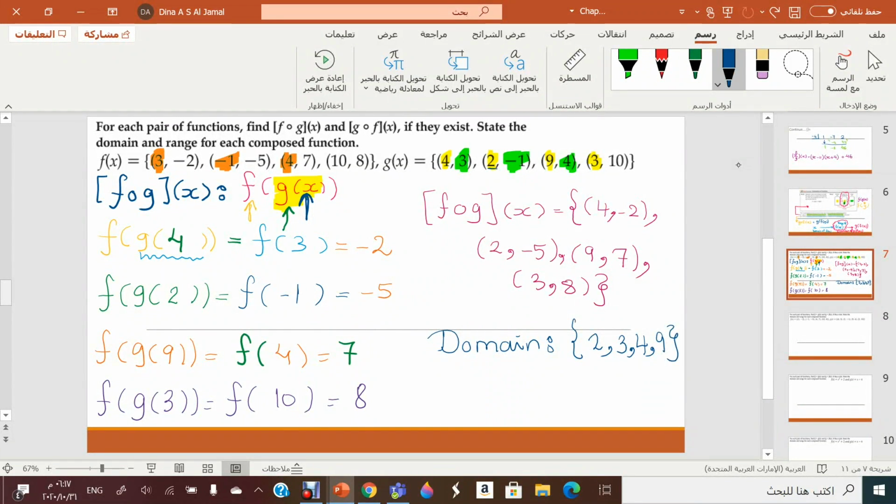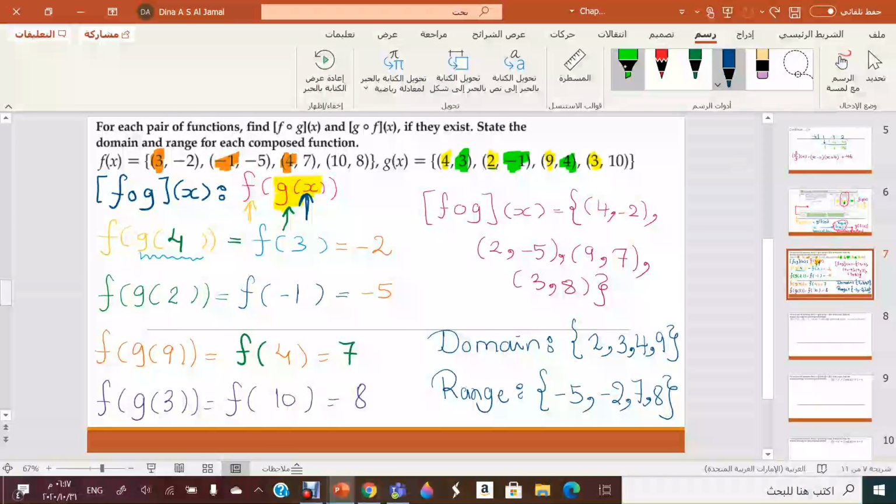And the domain, you have to focus on the x values. Now let's look at the range. So it's all about -5 from the smallest, -2, 7, then 8. And that's it. So that was the first part of our question.